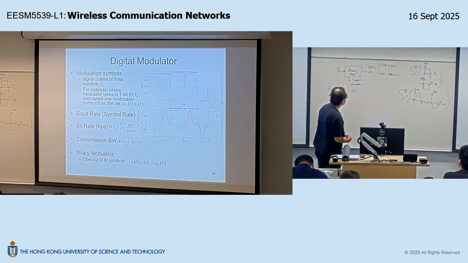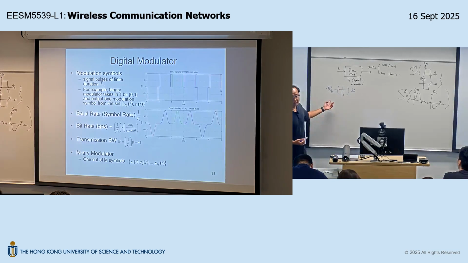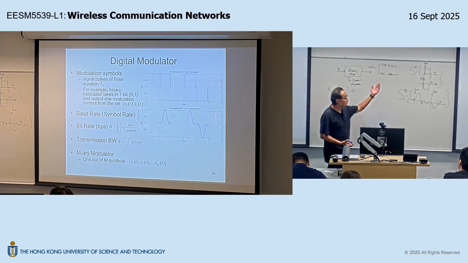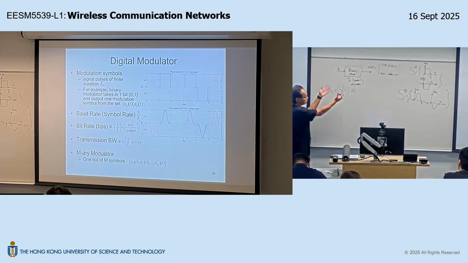Then can we talk about bit error rate? Error probability at this point? No, right? Because obviously the error probability depends on the receiver design as well. We haven't talked about the receiver, right? We just talked about the transmitter. So how can we talk about the error probability, right?